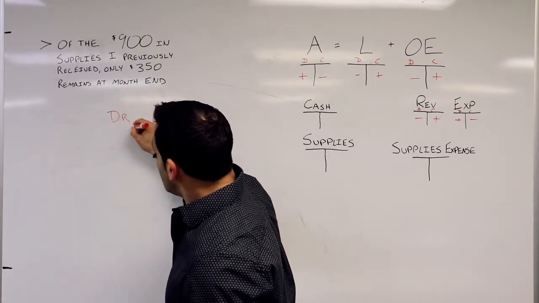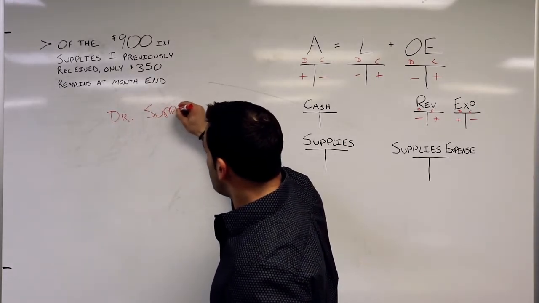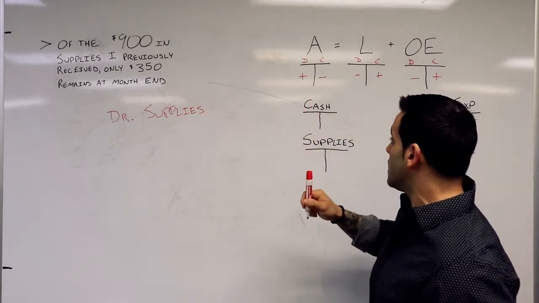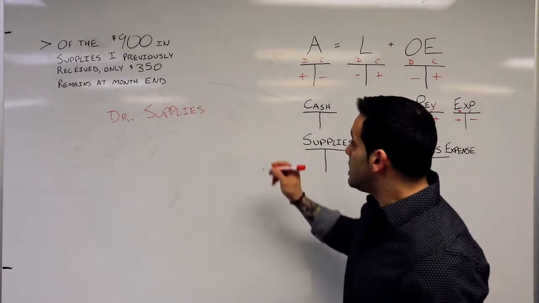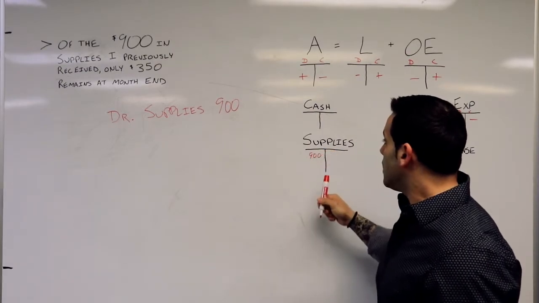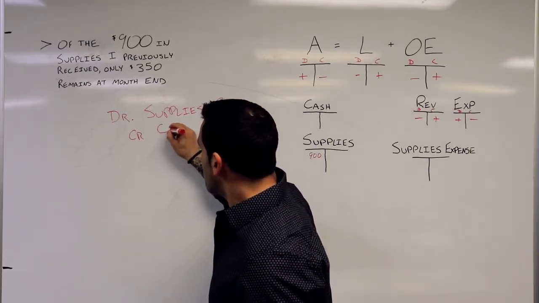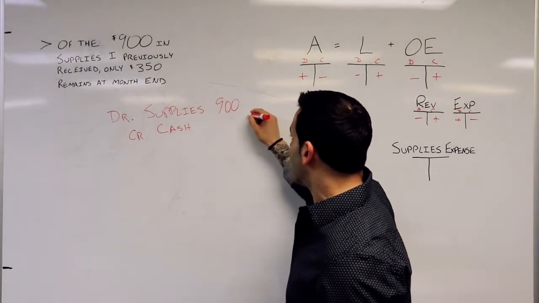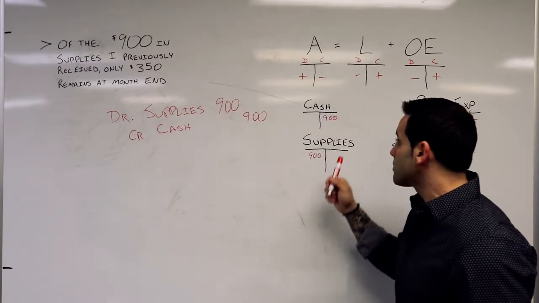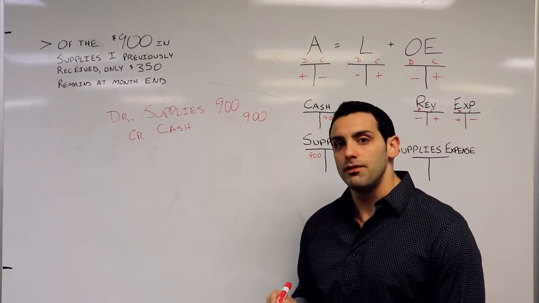We would have debited our supplies because this is an increase to an asset. Our supplies are an asset. So I'm actually going to enter it in our T account. This would have been for $900, so a debit in the supply column. And now we're going to credit cash because we paid for these supplies right away. And this would have been a reduction to an asset. So that balances.